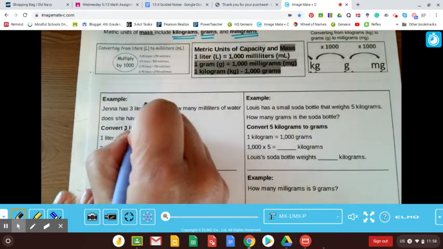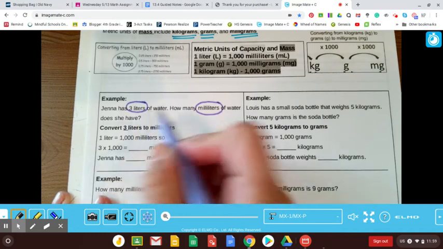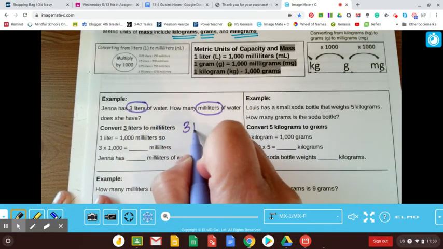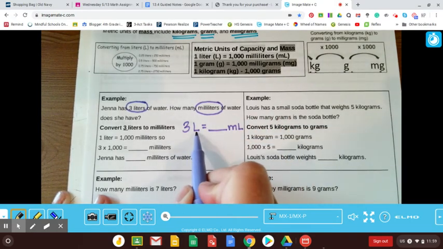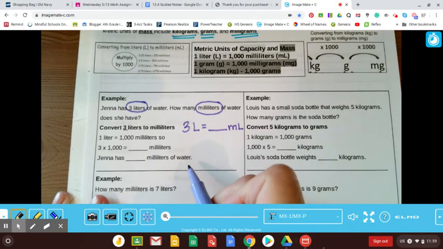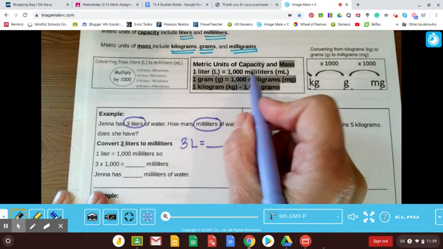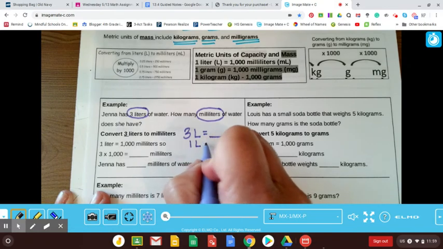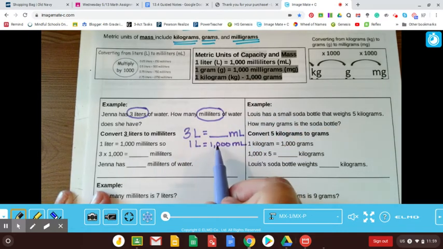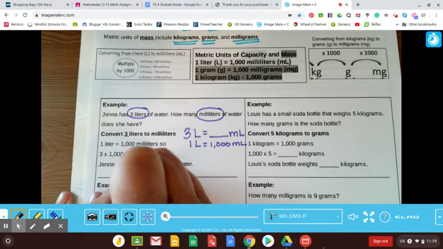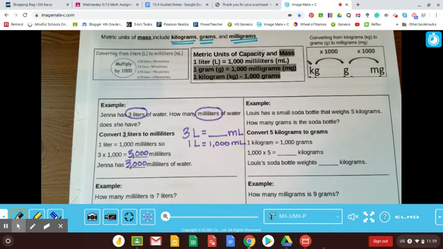Jenna has 3 liters of water. How many milliliters of water does she have? So we're going from 3 liters to blank milliliters. Notice the abbreviation is a capital L in both of these. If we look up here, we can see that 1 liter is 1,000 milliliters. So I need to multiply 3 times 1,000, which is 3,000 milliliters. Therefore, Jenna has 3,000 milliliters of water.